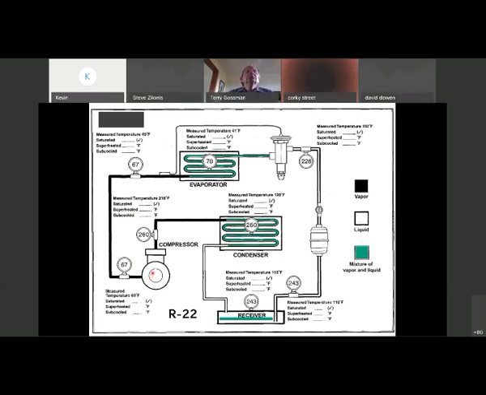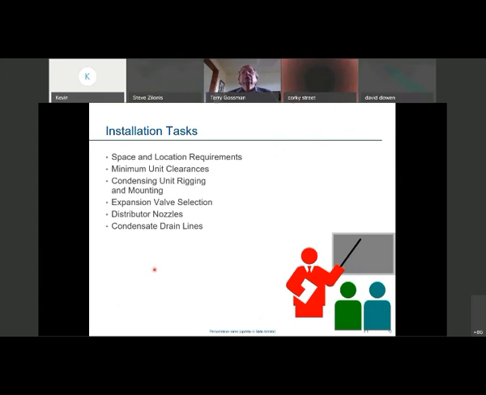If your contractor goes around and takes these readings and writes them down, we've got some charts that are available that you can give to your guys. They're going to be able to troubleshoot that system just from these numbers. So I hope that makes sense for you.